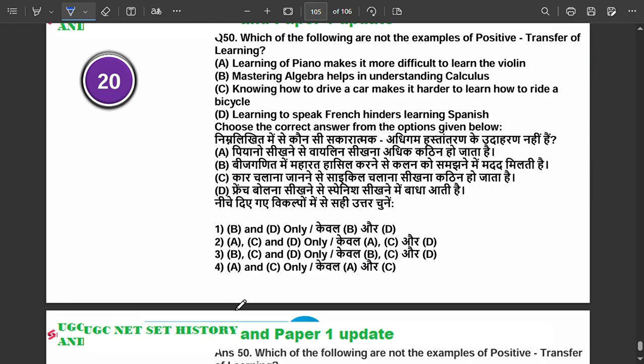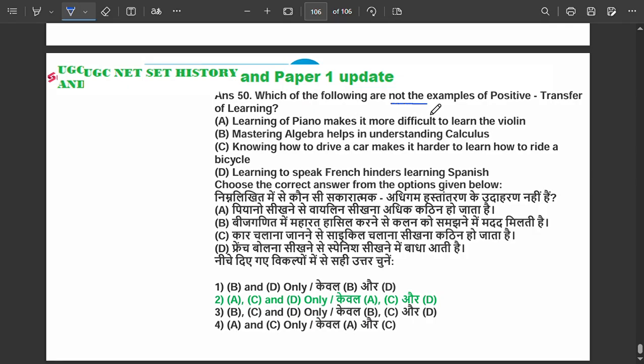Next, today's last question, question number 50. Which of the following is not an example of the positive transfer of learning? A. Learning piano makes it more difficult to learn violin, this is incorrect, and mastering algebra helps to understand calculus, this is correct, and knowing how to drive a car makes it harder to learn how to ride a bicycle, and learning to speak French hindered learning Spanish. So option number 2 was the correct answer, A, C and D. This is not the example of positive transfer. A, C, D. So option number 2 was the correct answer.